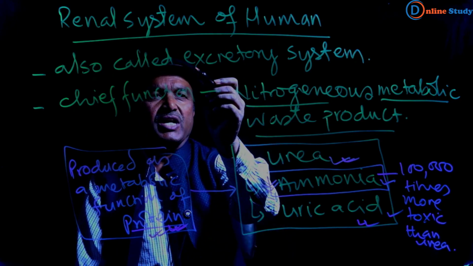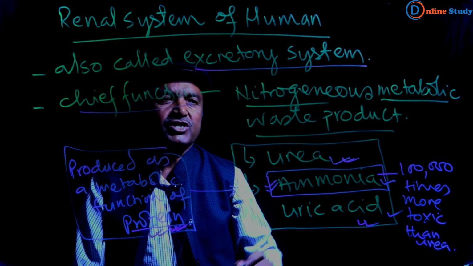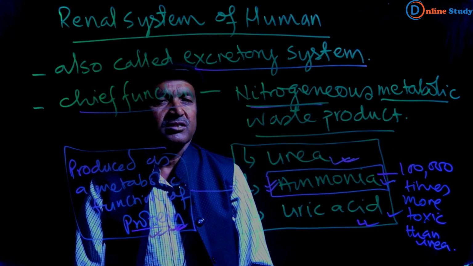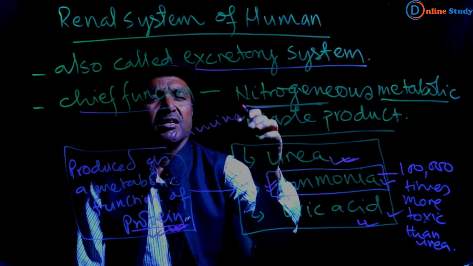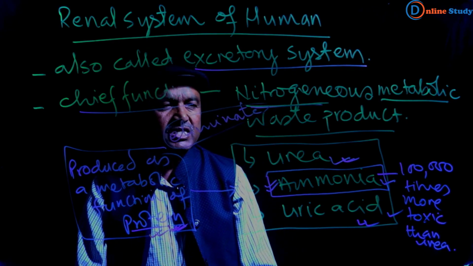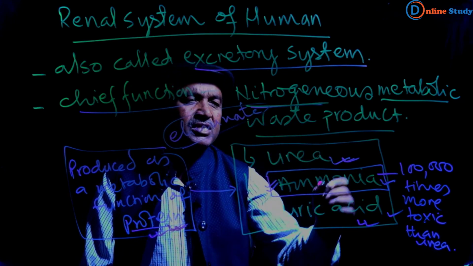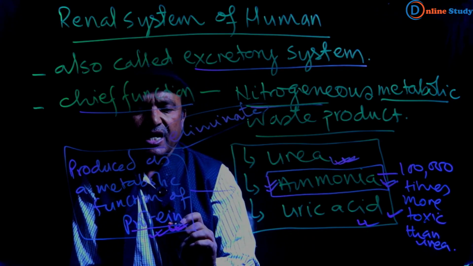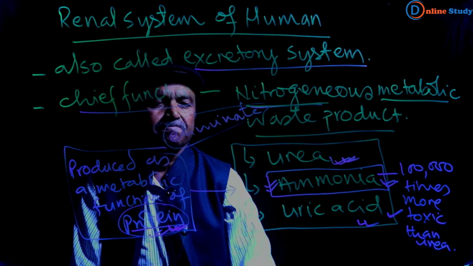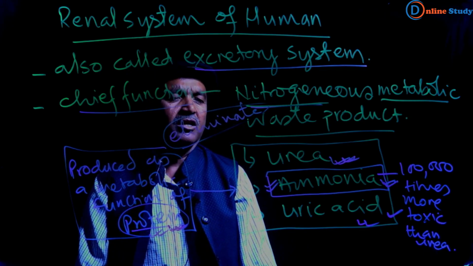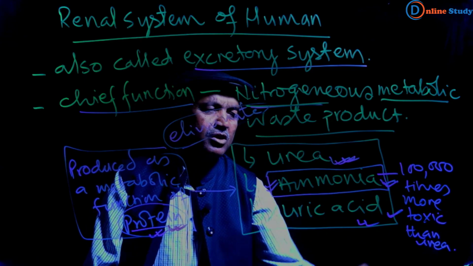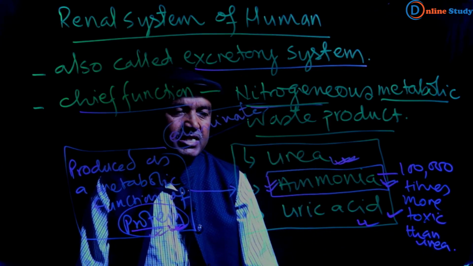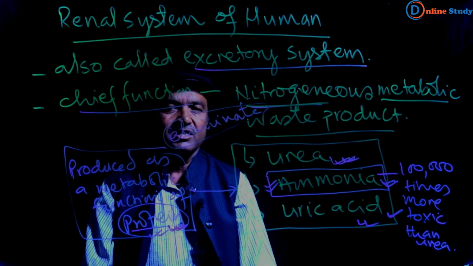Renal system includes excretory system, and chief function of excretory system is to eliminate or excrete nitrogenous metabolic waste product. The nitrogenous metabolic waste products are urea, ammonia, and uric acid. These three are produced as catabolic or metabolic activities of protein. Among these three, ammonia is most toxic, 100,000 times more toxic than urea. Urea is less toxic, and uric acid is least toxic.